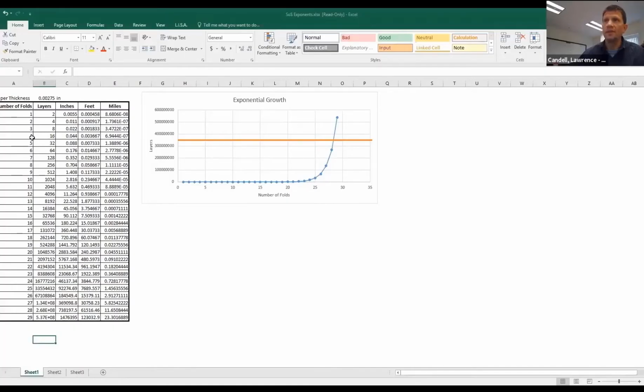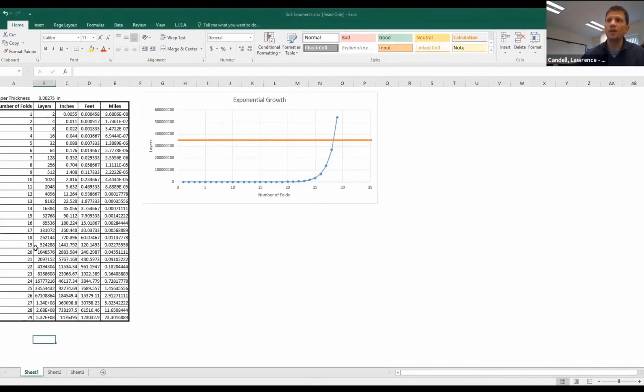So at the top of this chart, what we saw was that the paper thickness was 0.00275 inches. And then each time we folded it one more time, the number of layers doubled, and the number of inches doubled as well. And so we did it a few times, but if we did it a bunch more times, like 4, 5, 6, by the time we did it 10 times, that would be like 2 inches of paper.